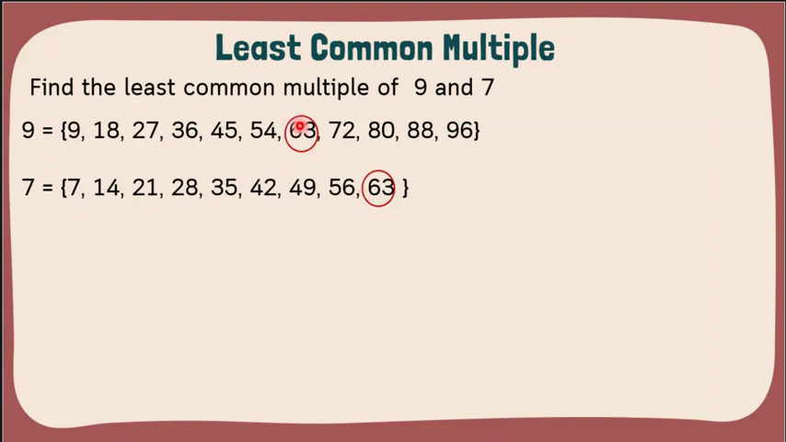So 63 is the least common multiple because it is the first number that appears in the multiples of 7 and then 9. There could be other multiples that exist between them, but if you are interested in the least one, it would always be the first multiple you will find. That is if you are following an ascending order. Alright, so in this case, the least common multiple is 63.